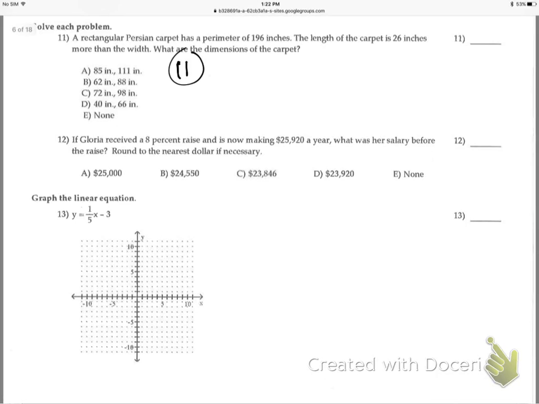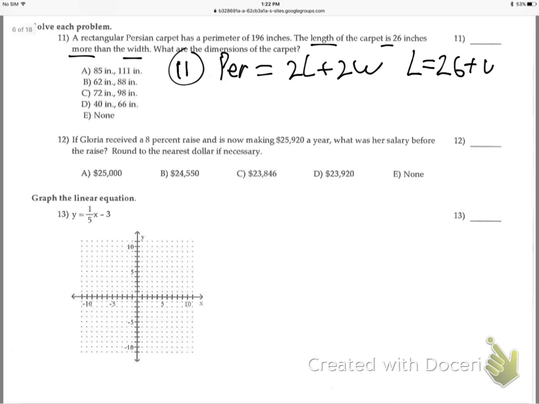We're going to, okay, what's the formula for perimeter? 2L plus 2W. You want to have that on your 3x5 card for tomorrow, right? 2L plus 2W. Okay, and then what is it saying here? Length is 26 more added to width. Isn't that what it's saying there?